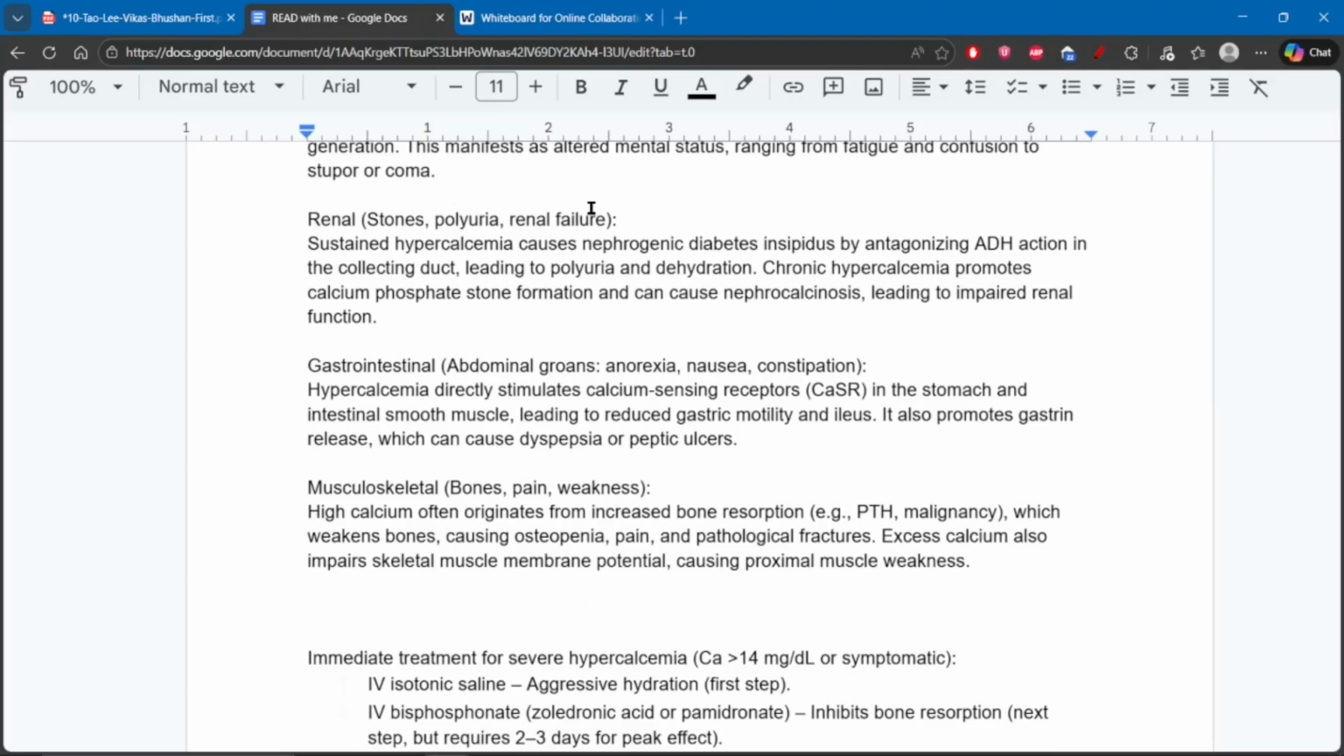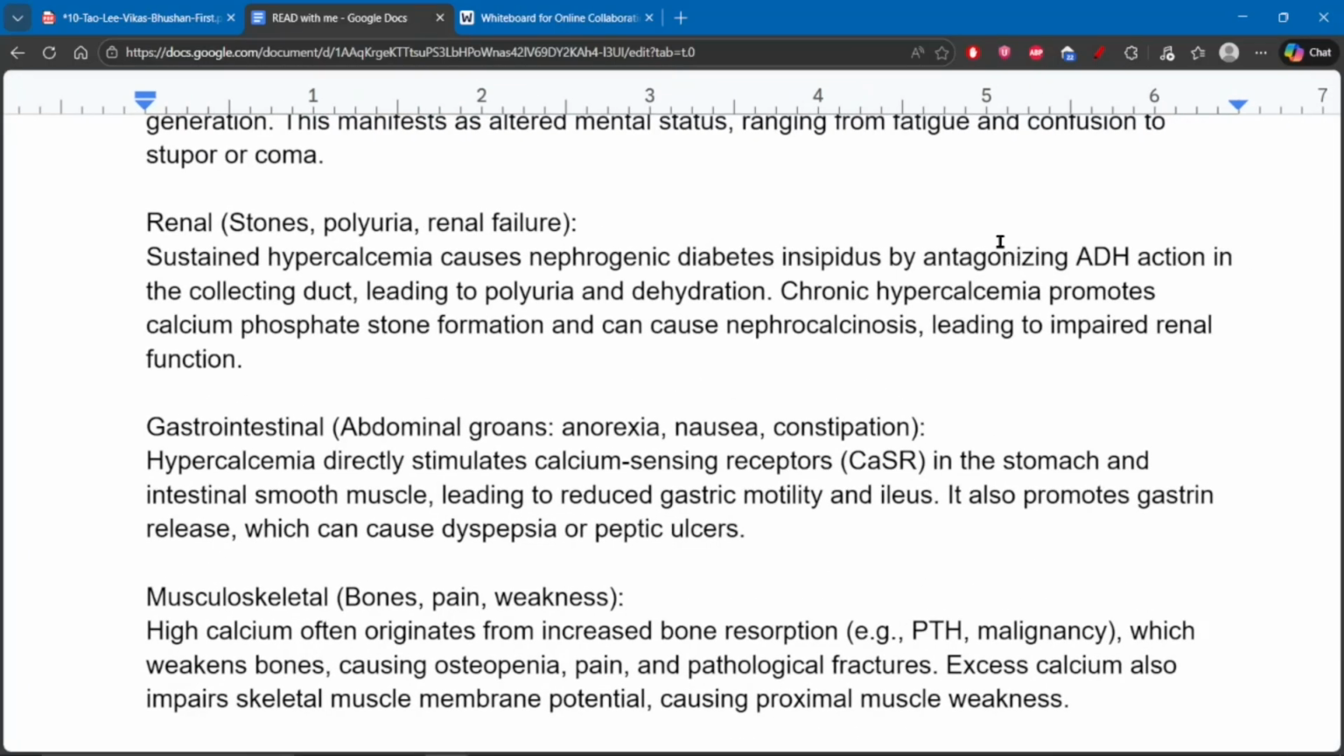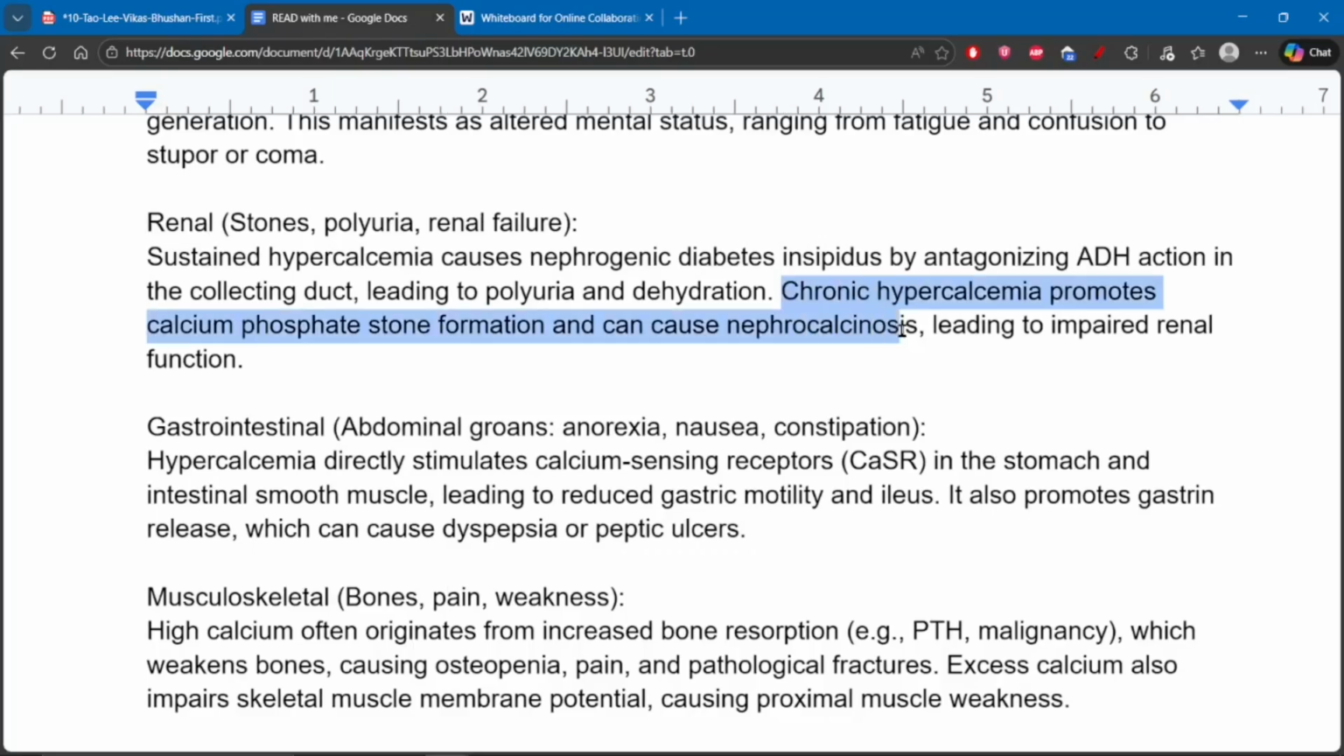The stones part of the equation relates to the renal stones. When there is more calcium in the blood, there is more chance of renal stones occurring. Sustained hypercalcemia causes nephrogenic diabetes insipidus by antagonizing ADH action in the collecting duct, leading to polyuria and dehydration. Chronic hypercalcemia promotes calcium phosphate stone formation and can cause nephrocalcinosis, leading to impaired renal function, right.